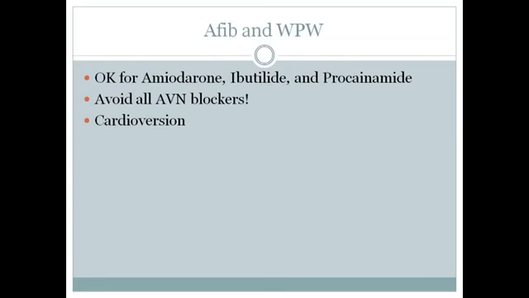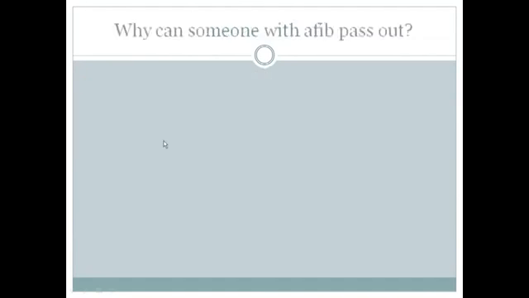What to use if you're going to use medications and you don't need to shock the patient: amiodarone, ibutilide, procainamide, antiarrhythmic drugs. What to remember? You want to remember two? Remember this one, but amiodarone is fine. And cardioversion, of course, if the patient is usually very symptomatic.